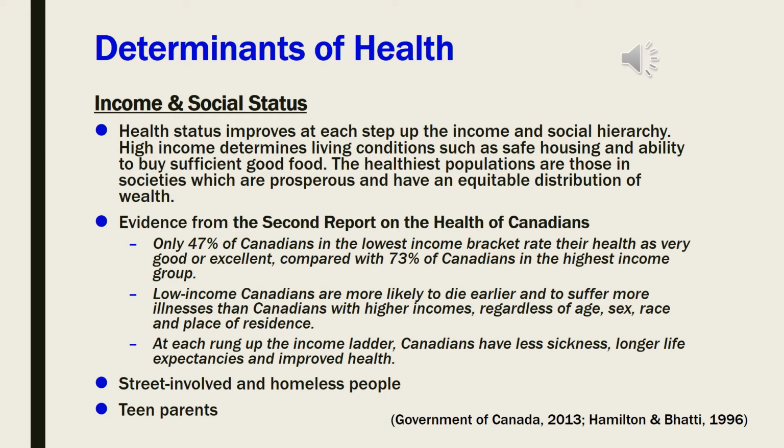Evidence from the second report on the health of Canadians showed that only 47% of Canadians in the lowest income bracket rate their health as very good or excellent, compared to 73% of Canadians in the highest income group. Low-income Canadians are more likely to die earlier and to suffer more illnesses than Canadians with higher incomes, regardless of age, sex, race, and place of residence. At each rung of the income ladder, Canadians have less sickness, longer life expectancies, and improved health.